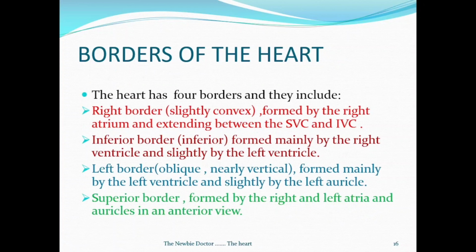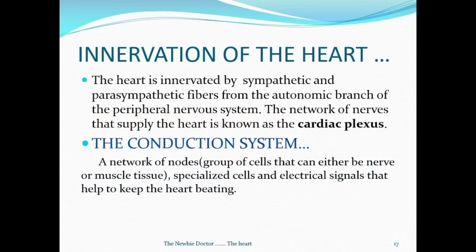The heart has 4 borders. We have the right border, the inferior border, the left border, and the superior border of the heart. And now we have the innervation of the heart. There are various nerves that come together to supply the heart, and they are usually called the cardiac plexus. So the heart does not have just one nerve, it has a combination of nerves, and these come together to form the cardiac plexus.